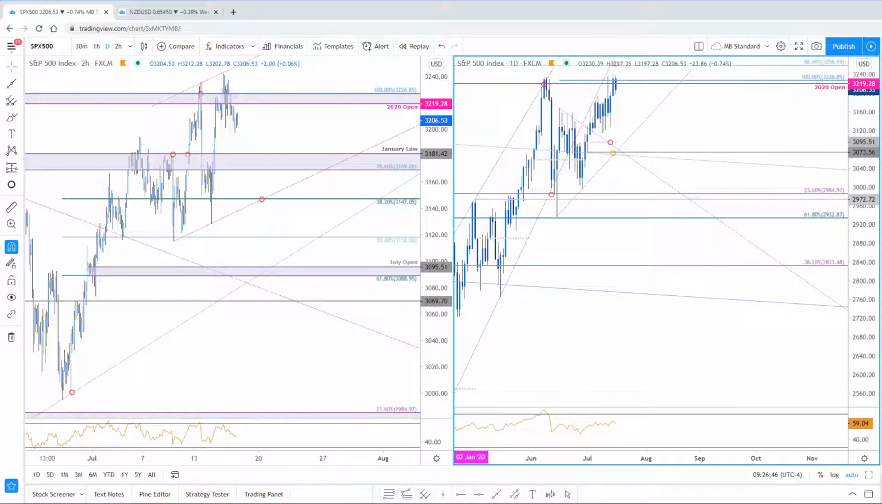So keep your eyes on price action and broader market sentiment, specifically with what the SPX does right here today at this objective yearly open.